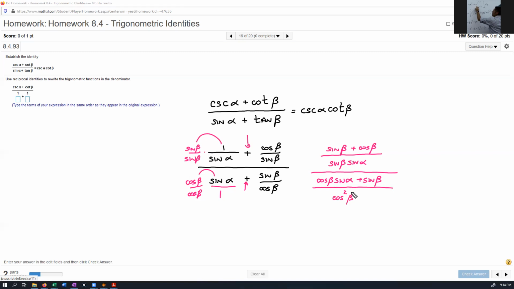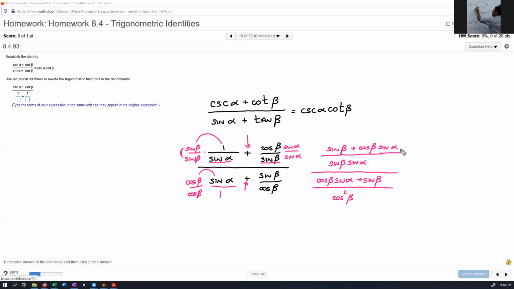Oh, man. You know what I'm missing? I did this common denominator. I needed sine alpha, sine beta. So I did sine beta here. I forgot to do sine alpha here. Yeah, I forgot that one. So that's going to give me a sine alpha here.